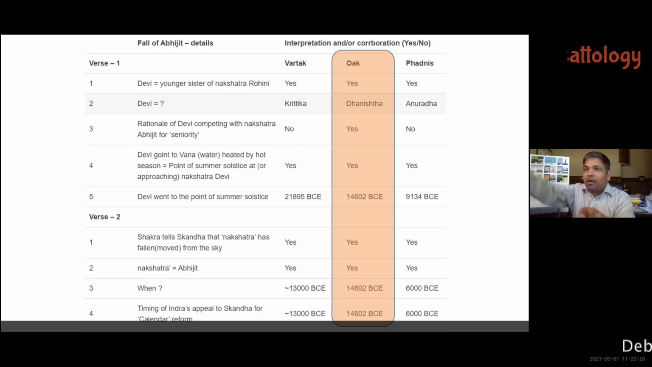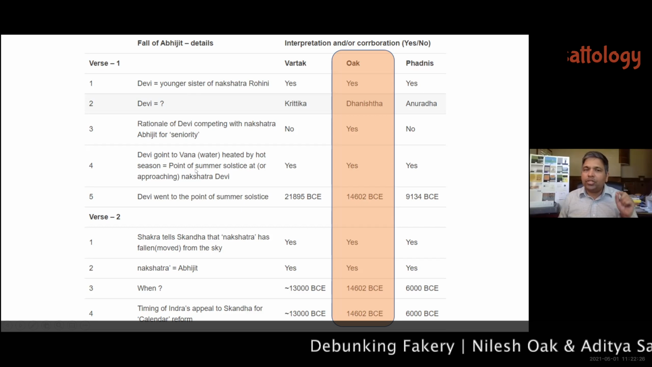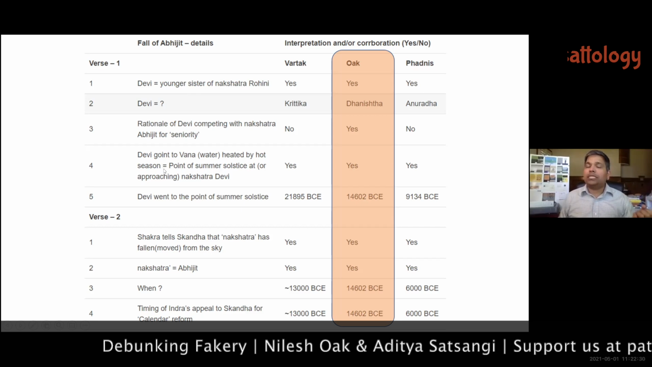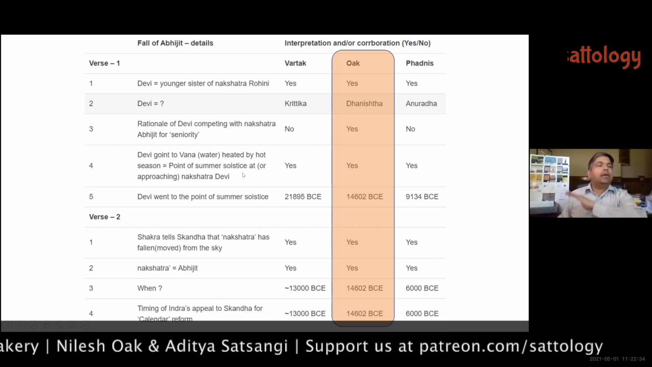Dhanishta reached there and Abhijit just went in a totally different, tangential direction, and became the pole star. Devi going to Vana, what does that mean? Water, or heated by a hot season, is going to the point of summer solstice. At least these 3 people agree.